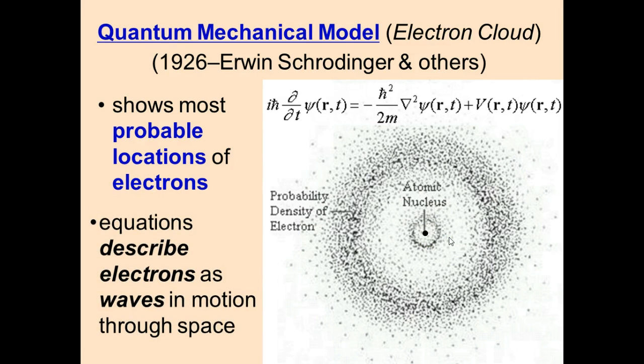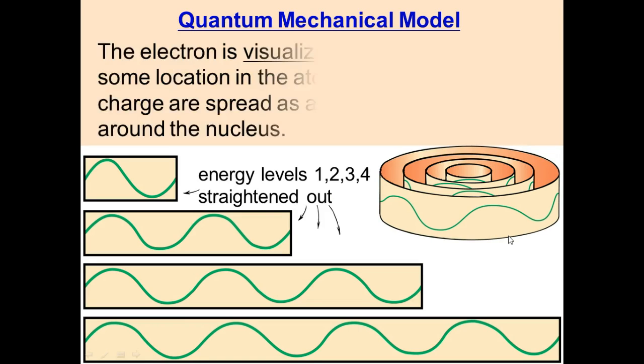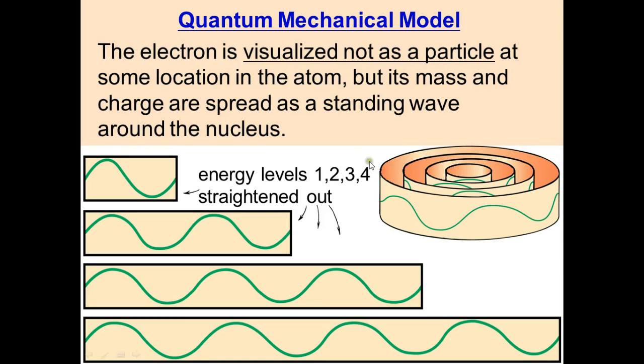And then the equation describes electrons as waves of motion. They're not little electron particles moving around, they're waves of motion. And then same thing, pretty much the electrons are visualized not as a particle in the same location, but as its mass and charge are spread in like a standing wave. So it's a wave going around the atom. So that's how they interpret it.